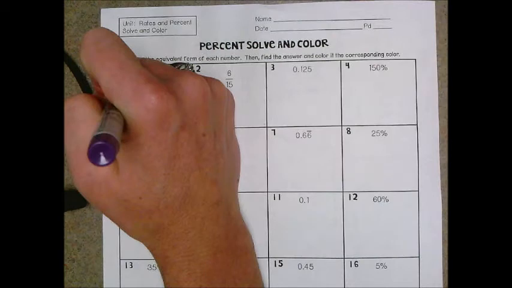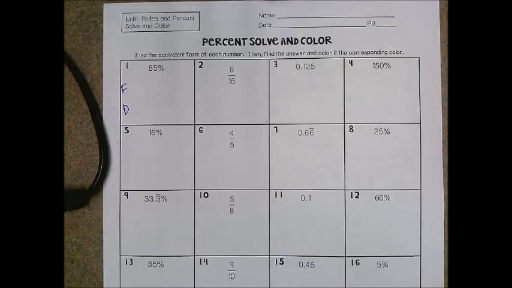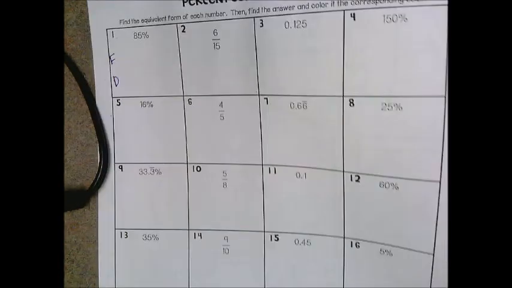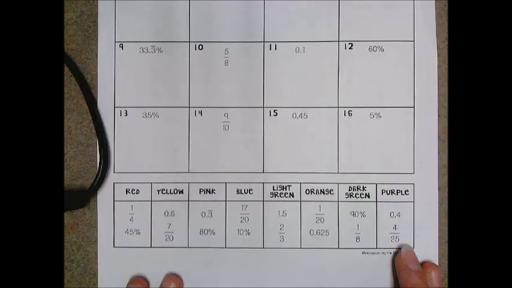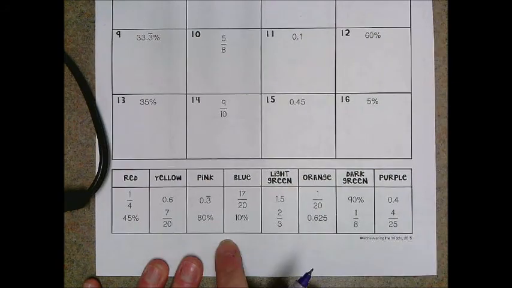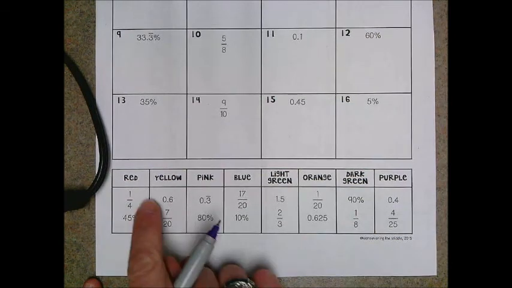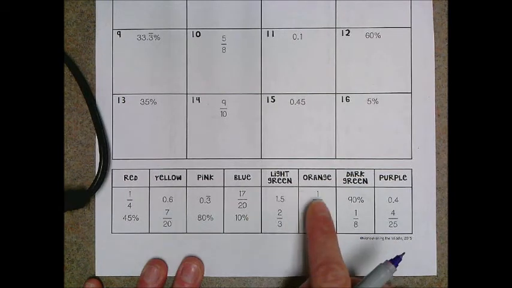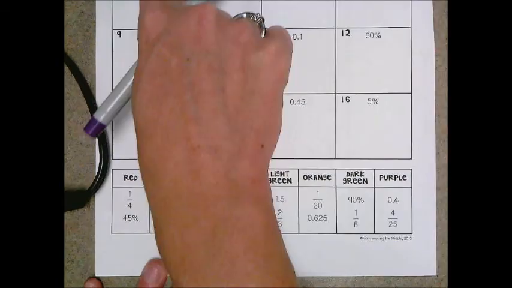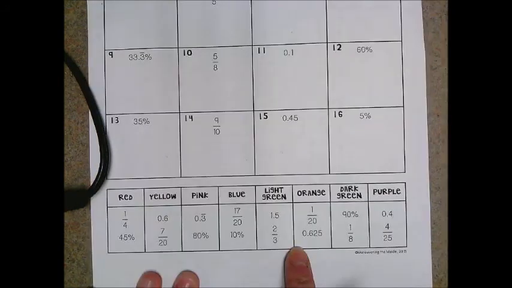Okay, you're going to show your work on a separate sheet of paper. And we go down to the bottom and we look for our equivalent fraction or our equivalent decimal. If you notice down here at the bottom, you've got red, yellow, pink, blue, light green, orange, dark green, and purple. In each box, you have two different forms. Your goal is to match up what your answer is up here in this box to your answer box down at the bottom. That will tell you what number or what color we're going to color our box. Okay?